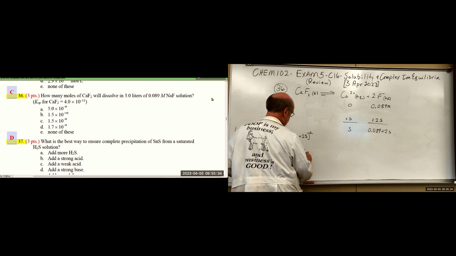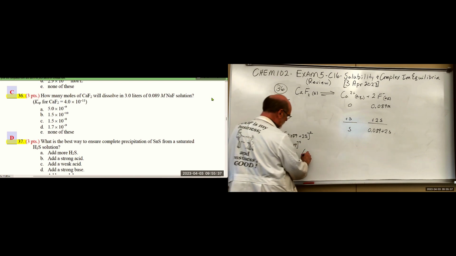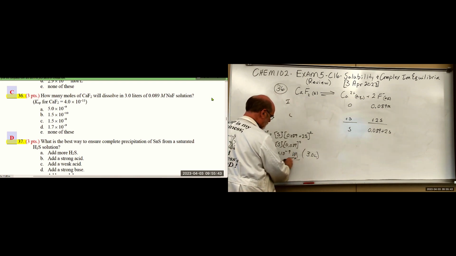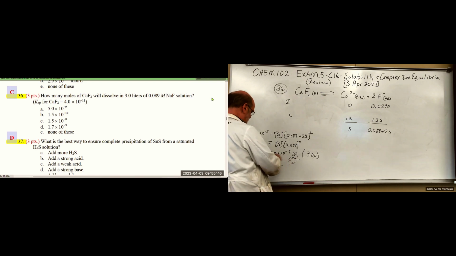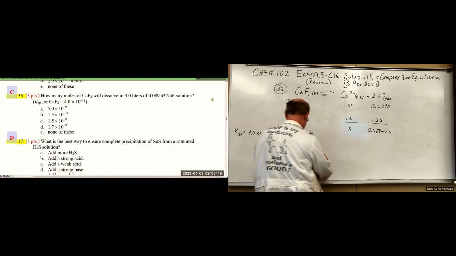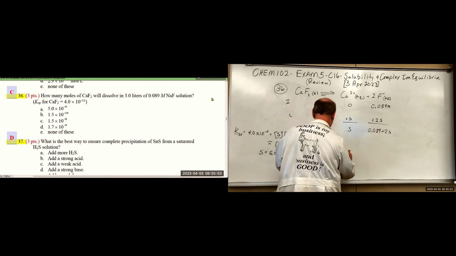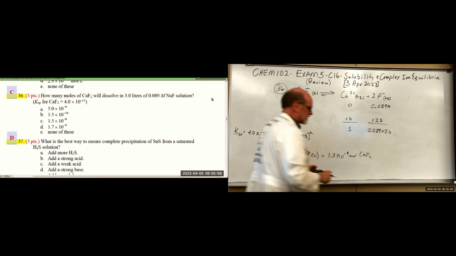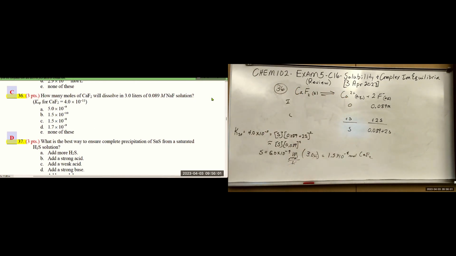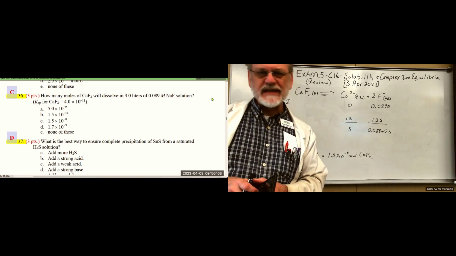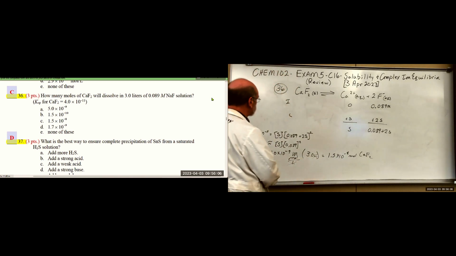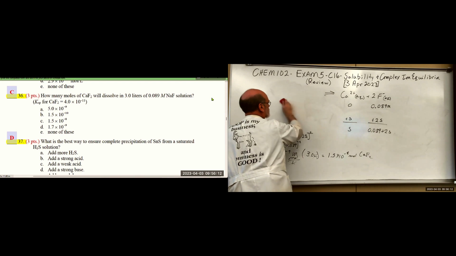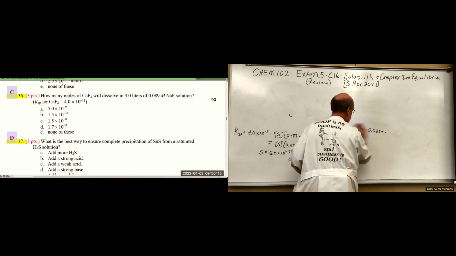But if we multiply that times, this is moles per liter. How many liters? 3 liters. That cancels the liters, right? This is moles per liter. It cancels the liters. And we get 1.5 times 10 to the minus 8 moles of calcium fluoride were solubilized in that 3-liter solution. And that would be C. Okay. Oh, I still got 5 minutes. Let's see what the next one has to offer. We might be able to knock it out.